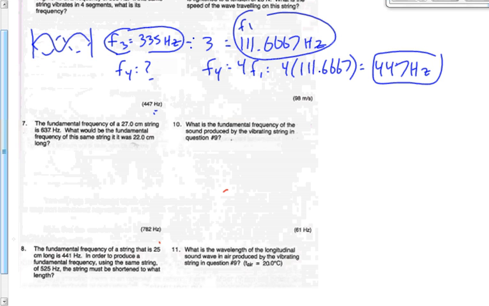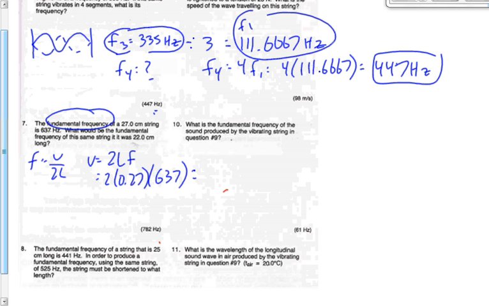So what I want you to do here is to find the speed. We're dealing with a fundamental frequency, so F is going to be equal to V over 2L. Let's find speed by saying 2L times F. 2 times 0.27 times the frequency of 637. Who has a value for that? Thank you. Gives me 344 meters per second.